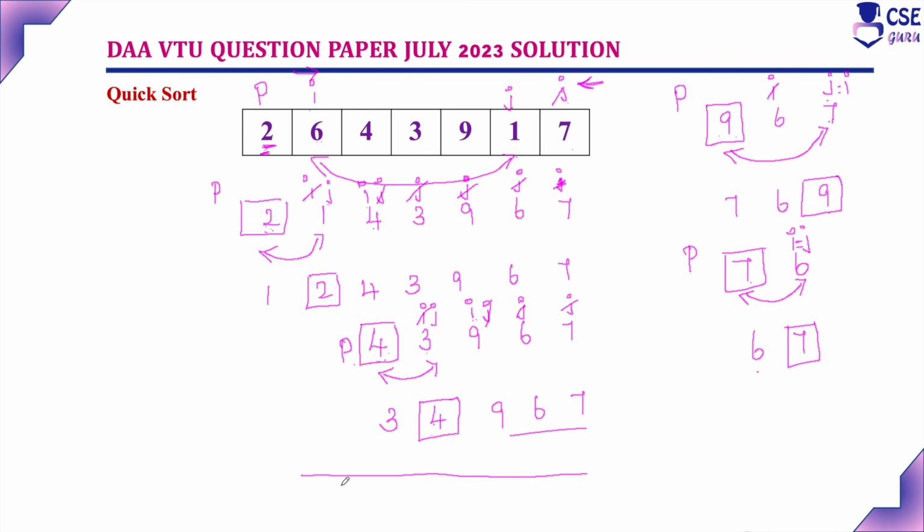So what is the resultant array you will get? Here first is 1, and the first partitioning element is 2; these two elements are sorted first. Next it is 3 and 4: the partitioning element is 4, the left array element is 3, so 3 and 4 you will get. Among 9, 6, 7, you will get 7, 6, 9. The last element 9 is already partitioned. And here it is 6, 7. So 2, 6, 4, 3, 9, 1, 7 becomes 1, 2, 3, 4, 6, 7, 9. So this is the sorted array you will get.